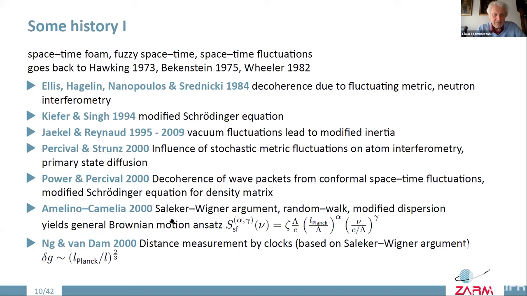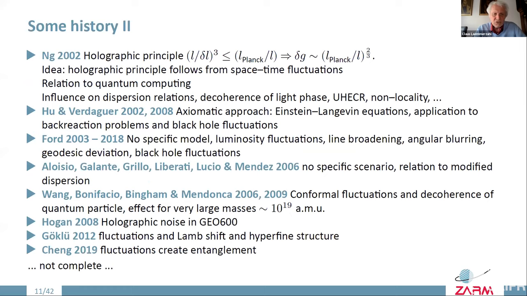Then there was a proposal by Amelino-Camelia on gravitation and space-time fluctuations, which ends up with Brownian motion effects in the material systems. Then there were Ng and Van Dam, discussing the Salecker-Wigner argument and also introducing the holographic principle. Hugh Verdager did many things on fluctuations. Ford discussed mainly the effects on light, the blurring of light, which might be seen in the sky, and also the effects on geodesic deviation.